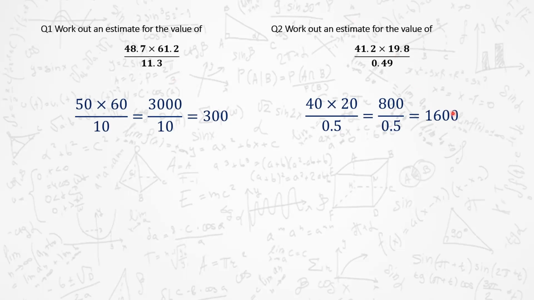So if you're not sure how to divide by 0.5 so quickly, if you have 1 over 0.5, you know there are two halves in 1. Again, if you have 2 over 0.5, you can think there are 4 halves in 2. So all you need to do is double the number above. Therefore, to double 800, I have 1600.